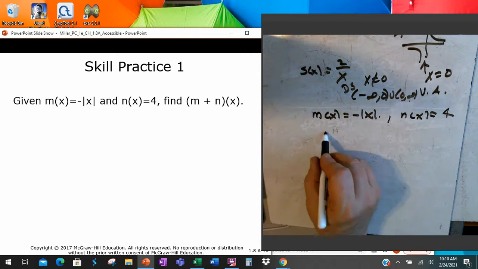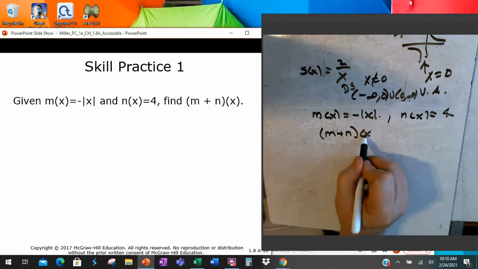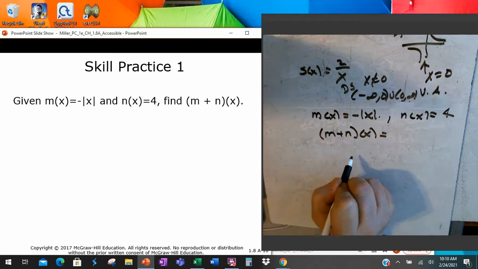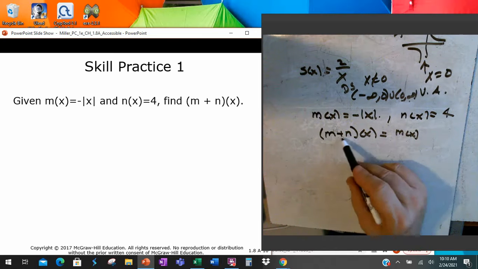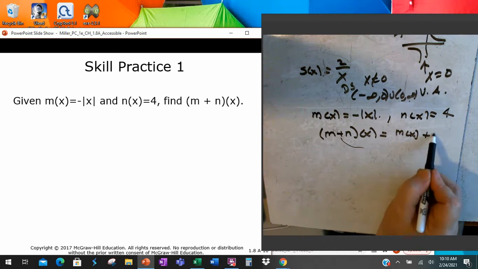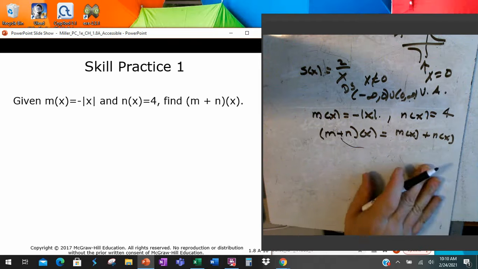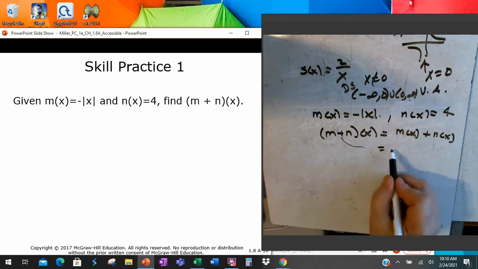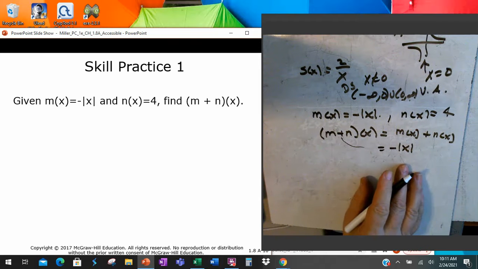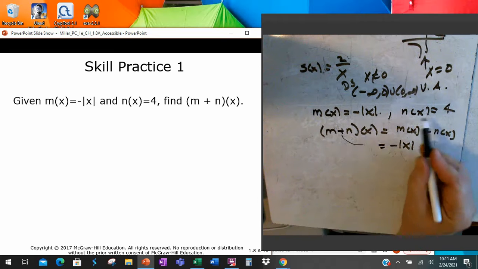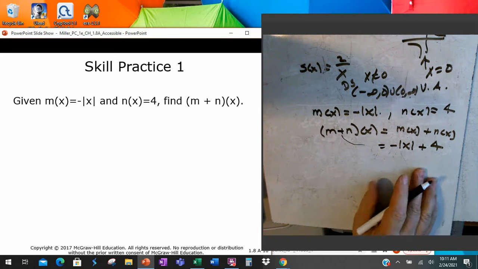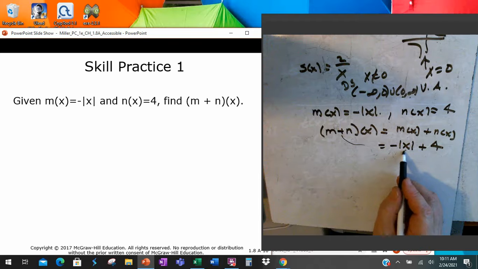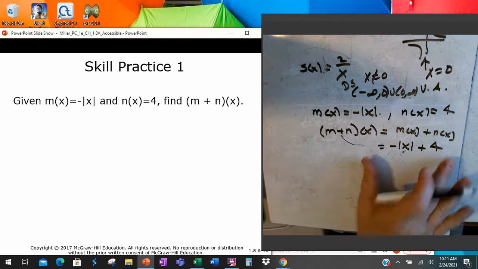And finally, it says form m plus n of x, which is, what does this mean? It means m of x plus n of x. And then I just fill this in. Negative absolute value of x plus my n of x is equal to 4. And there you go. The domain, all of x. This is all of x. That's all of x. No problem.